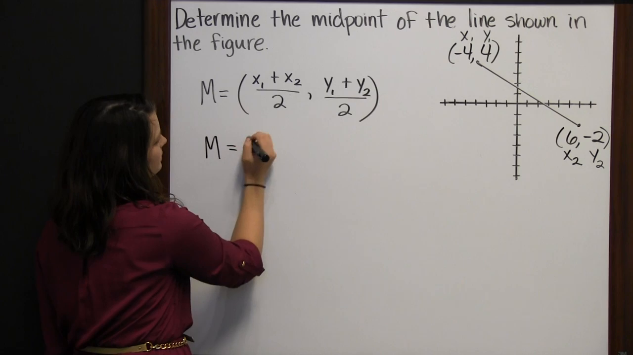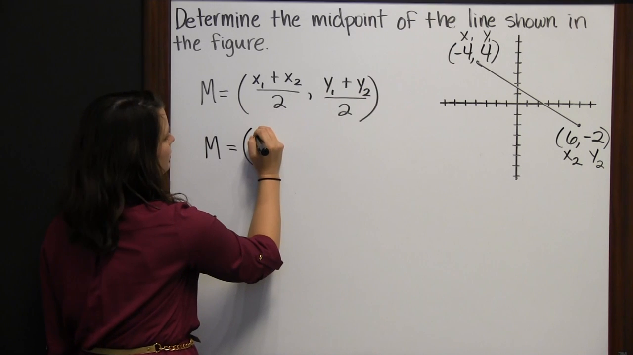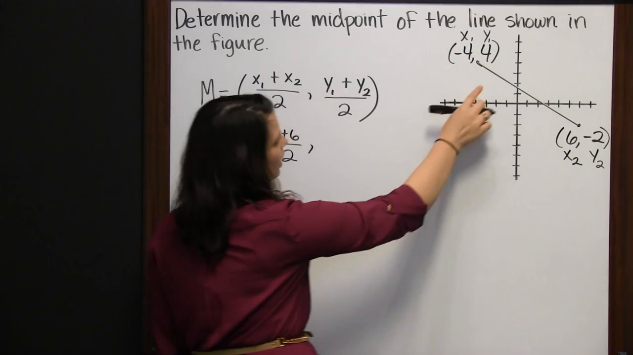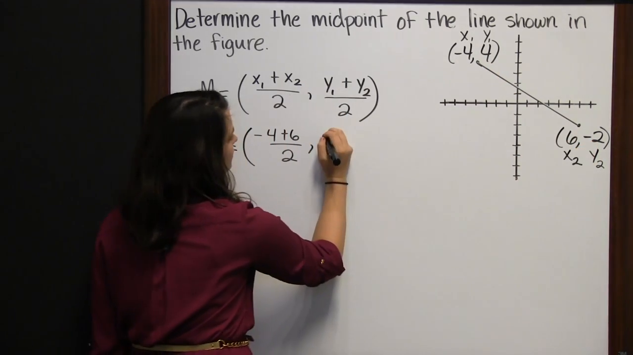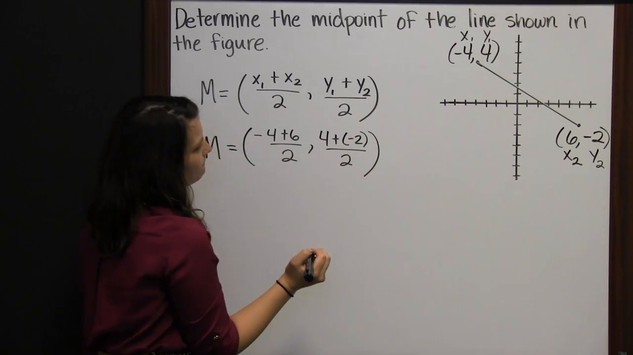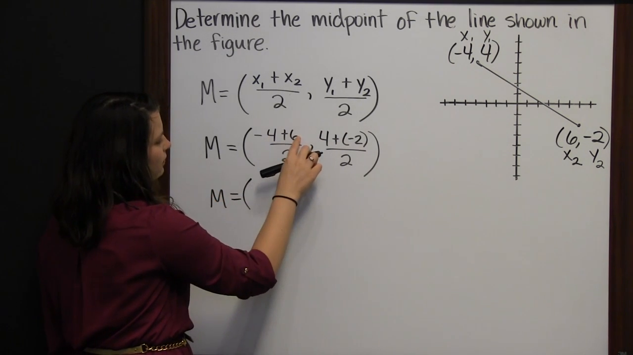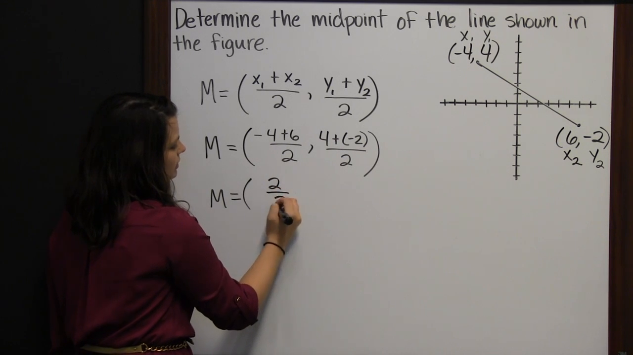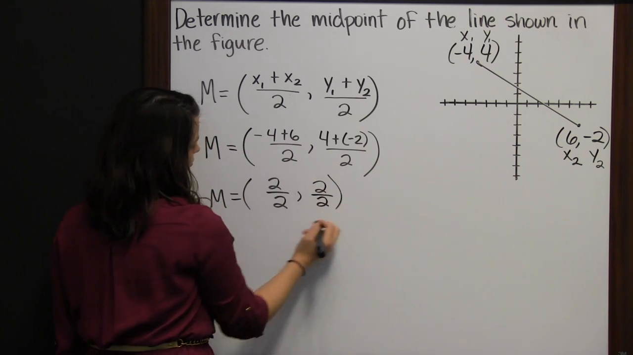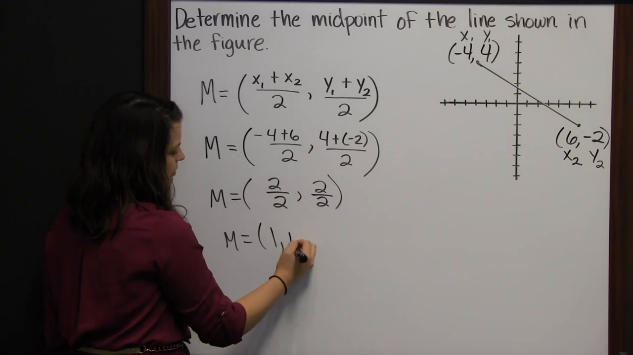So the midpoint is x1 plus x2, so negative 4 plus 6, divided by 2. And then y1 plus y2, 4 plus negative 2, divided by 2. Now we need to simplify by adding. Negative 4 plus 6 is 2 divided by 2. 4 plus negative 2 is 2 divided by 2. And finally, we divide. 2 divided by 2 is 1. 2 divided by 2 is 1.